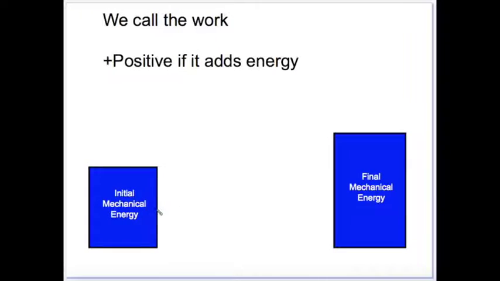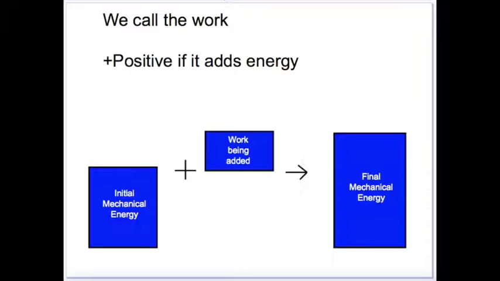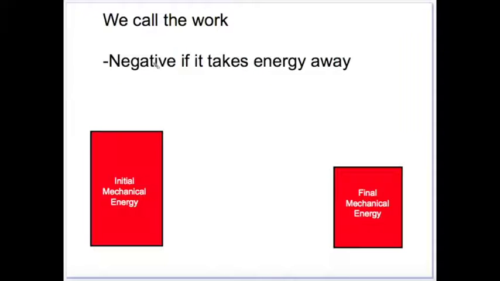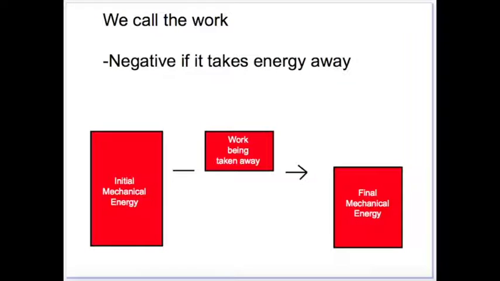So here we have our initial mechanical energy, the mechanical energy in the beginning. Here we have the final. If we add some energy, if we add some work, in order to get a bigger final mechanical energy, then we call that positive. And the opposite is true too. If it's energy being taken away, we call it negative. So here we have a bigger initial mechanical energy than a smaller final mechanical energy. So if we're subtracting energy, if we're taking energy away, that is the work. We call the work negative.